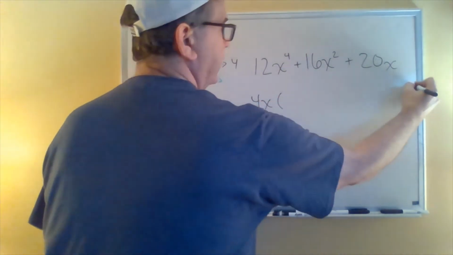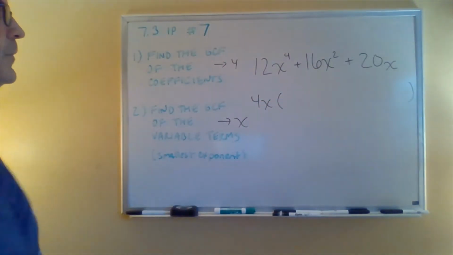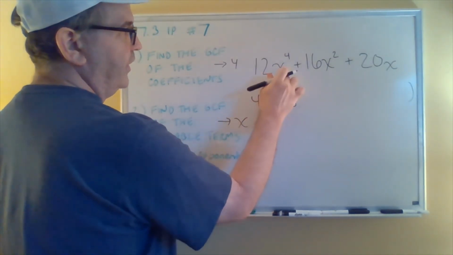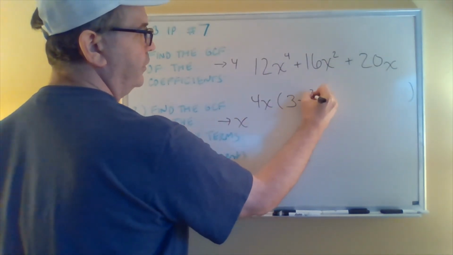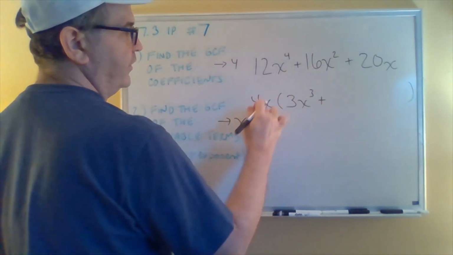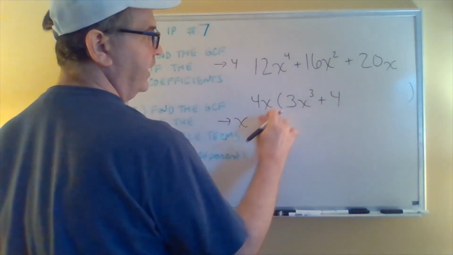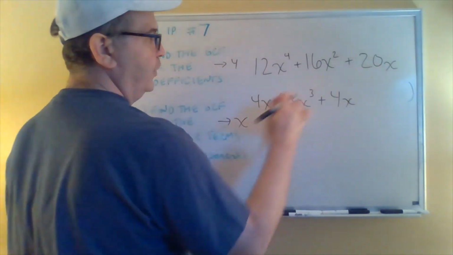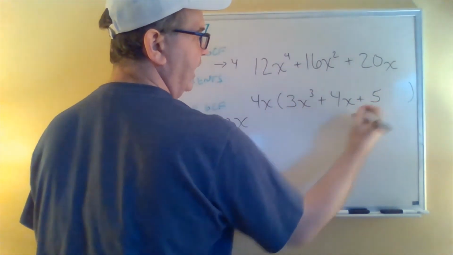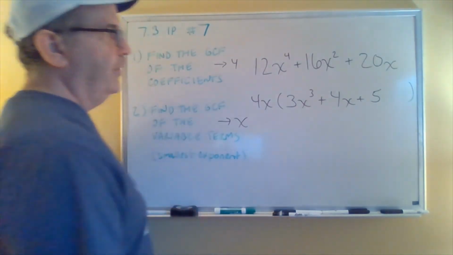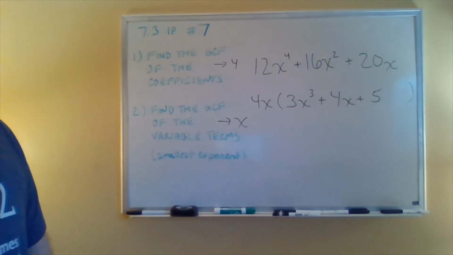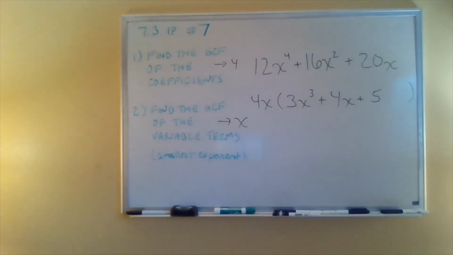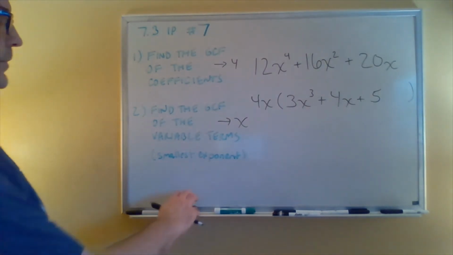So we're going to divide that out of here. So when I do 12 divided by 4, I get 3. When I take x out of x to the 4th, I'm left with x to the 3rd. When I divide 16 by 4, that's 4. When I take an x out of x squared, that is just x. Now I do 20 divided by 4, that is 5. X divided by x, well, they'll cancel out. And there's my answer there for number 7, 4x times 3x cubed plus 4x plus 5.